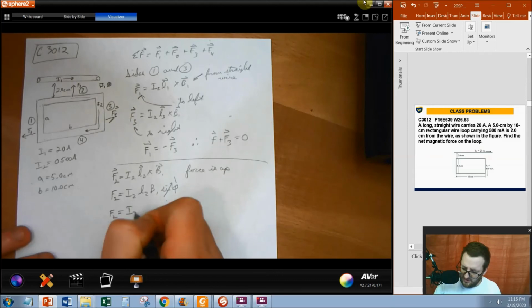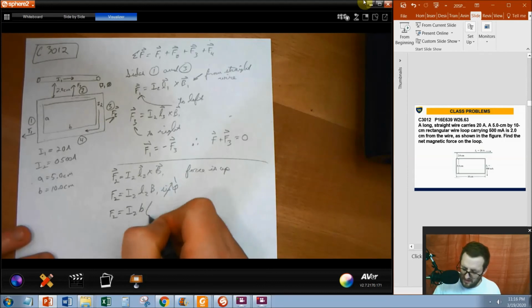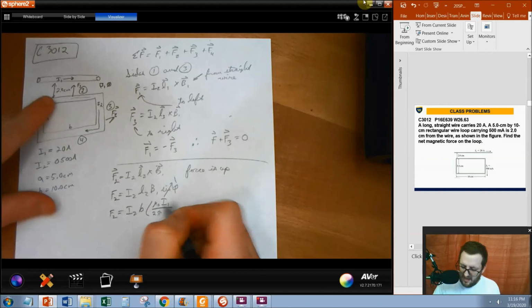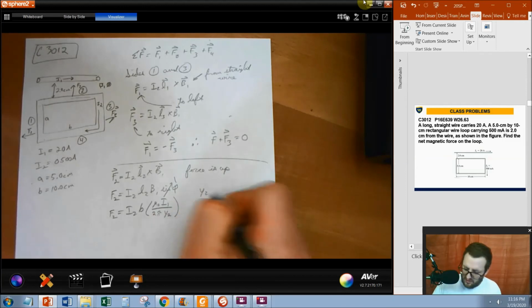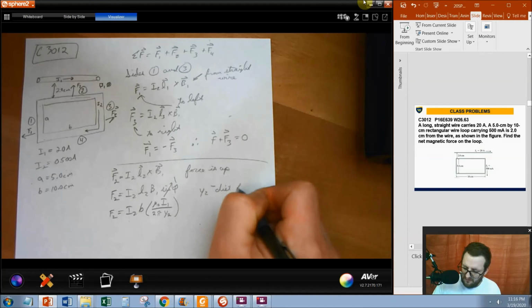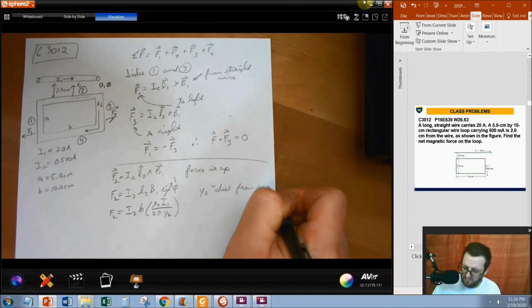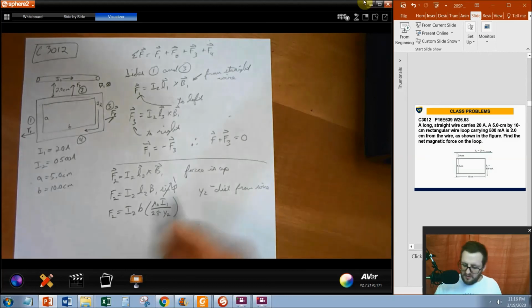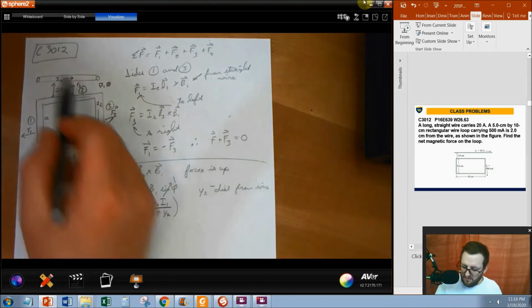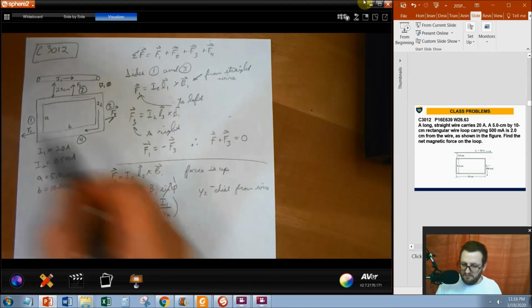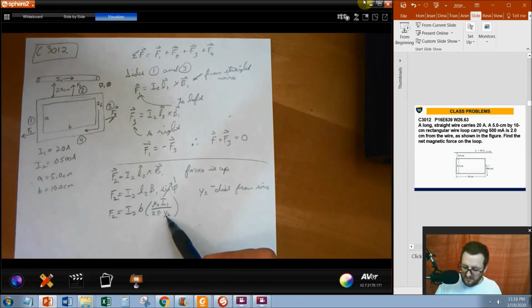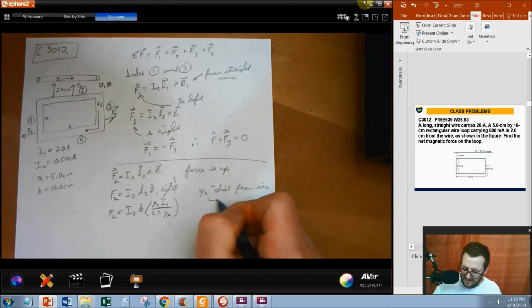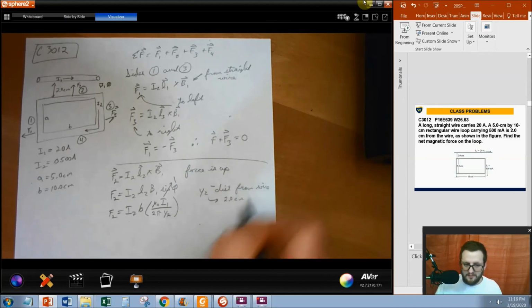F2 then is equal to I2 L2, which is the length of this wire, and that's b, times B1, which is mu naught I1 over 2 pi. I'm going to call this Y2, the distance from the wire. So the magnetic field of a straight piece of wire is mu naught I over 2 pi times the distance away from that wire, and the distance away this time is y2, and that is 2.0 centimeters here.